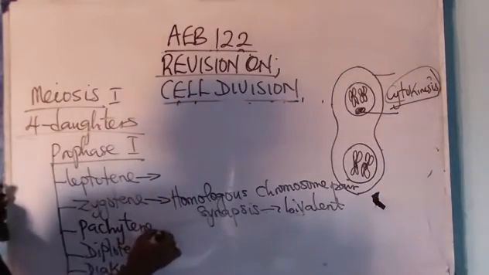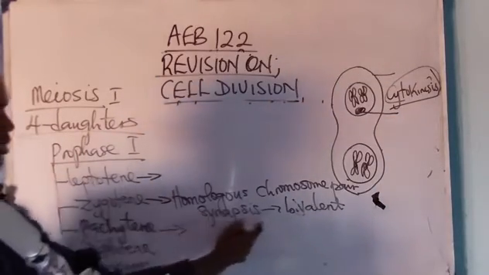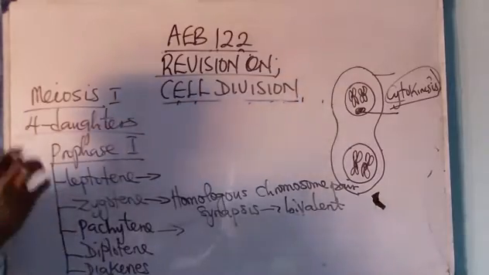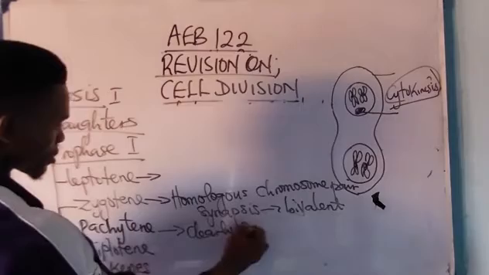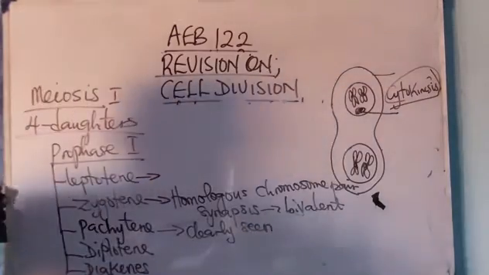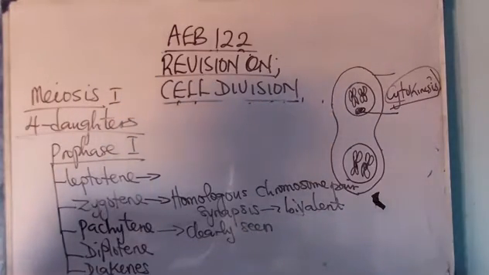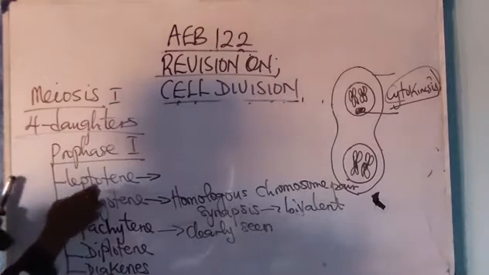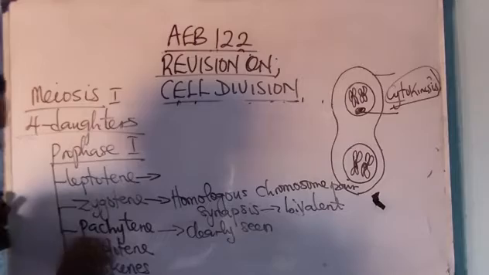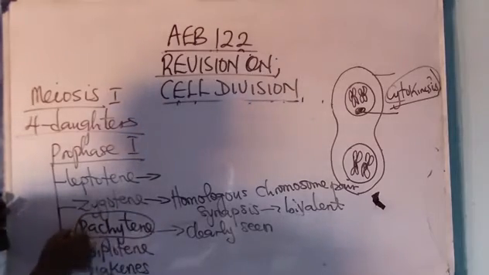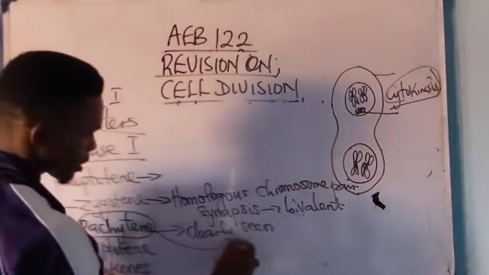Then during the pachytene, these bivalents become clearly seen. Please take note of this. Of all these stages mentioned, the most important one is the pachytene stage, because it is during this stage there is crossing over.